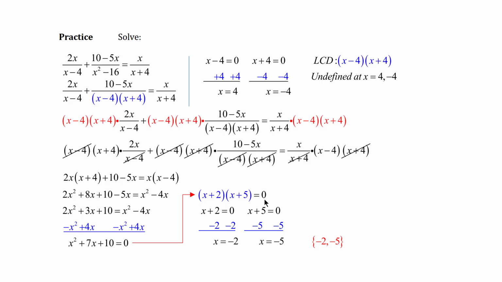Next, we use the zero factor property, and we get x plus 2 equals 0 and x plus 5 equals 0. Solving the first equation for x, we subtract 2 from both sides. The result is x equals negative 2. Solving the second equation for x, we subtract 5 from both sides. The result is x equals negative 5. Our final answer we write in set notation, so I have a set of curly brackets and negative 2 comma negative 5 on the inside.